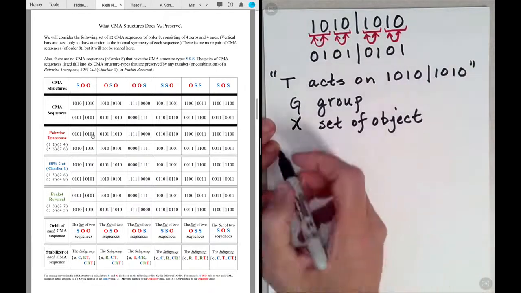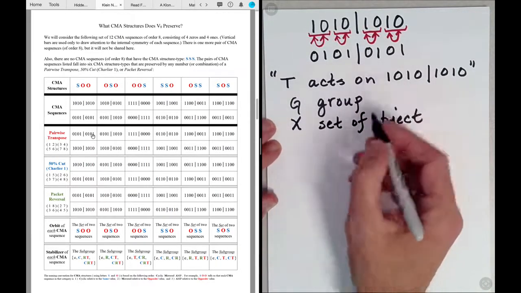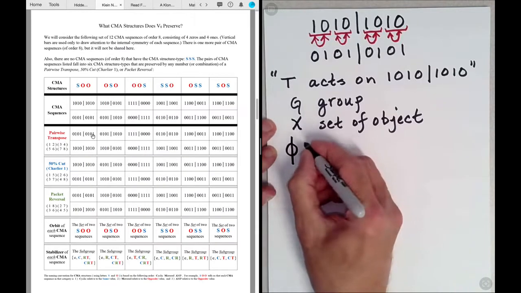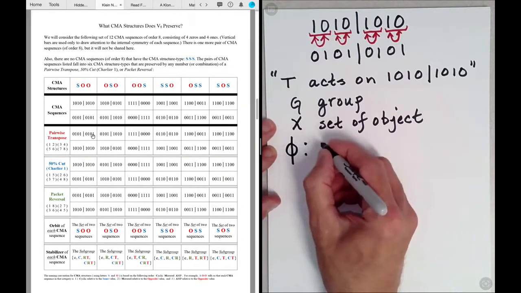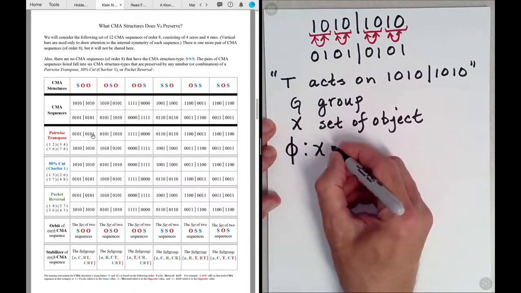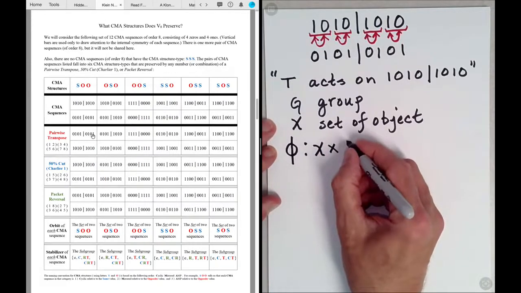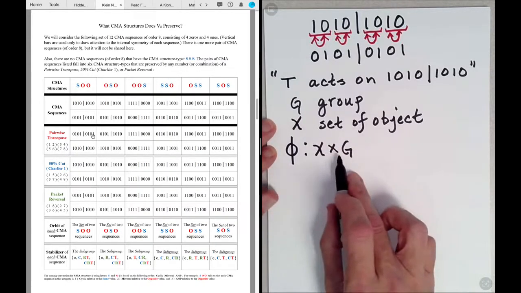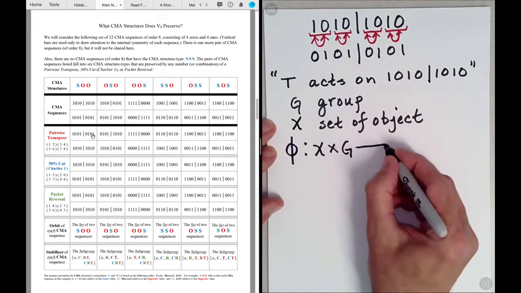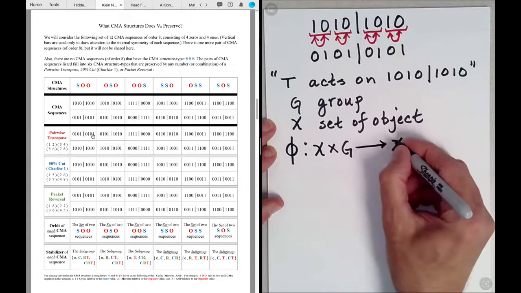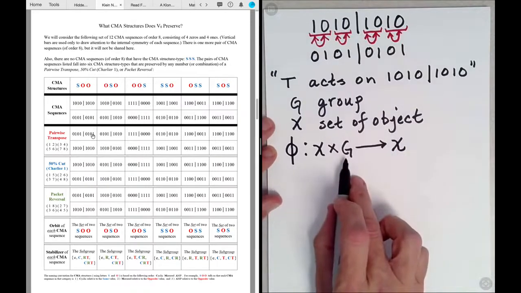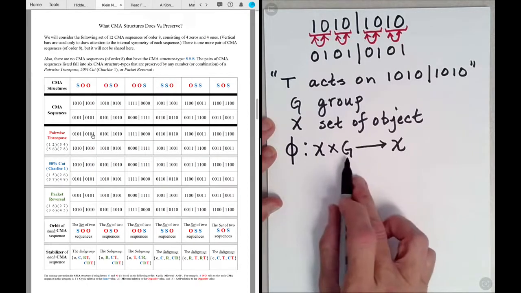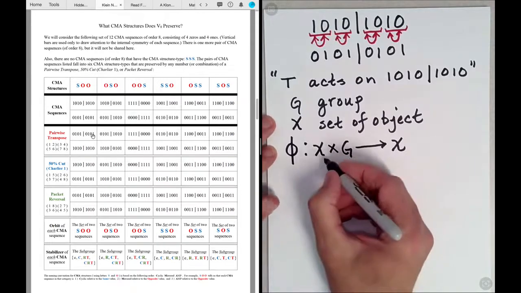And so a group action is defined as follows. Phi defines a group action if it's the case that phi, having domain X cross G, takes you into X. Now, this will be a group action on the right, by the way. We have group actions on the left, and we also have group actions on the right. This is on the right. The group's on the right. Think of it that way.